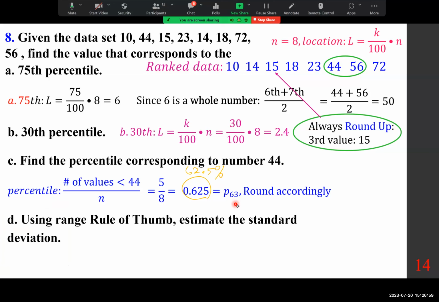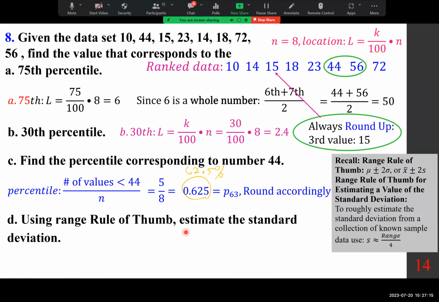Using the range rule of thumb, estimate the standard deviation. So how do we use the range rule of thumb to estimate the standard deviation? I hope you remember that mu plus minus 2 sigma, or x bar plus minus 2s, 2 standard deviations on each side, which is a total of 4 standard deviations if you go from left to right. That was the range rule of thumb. So recall, this is what I was mentioning, the range rule of thumb. Estimating the value of a standard deviation.